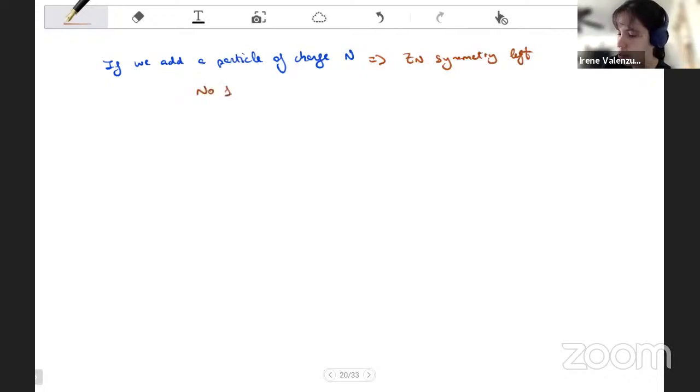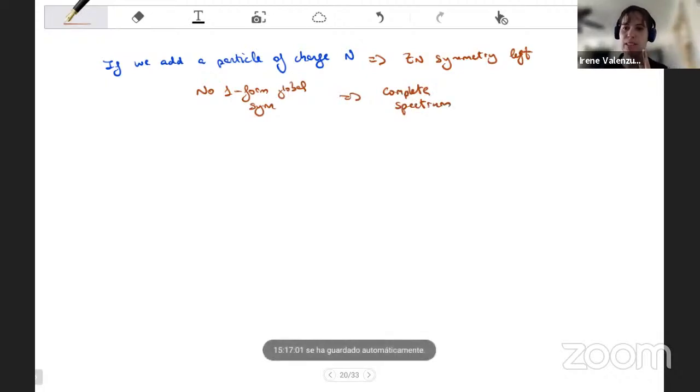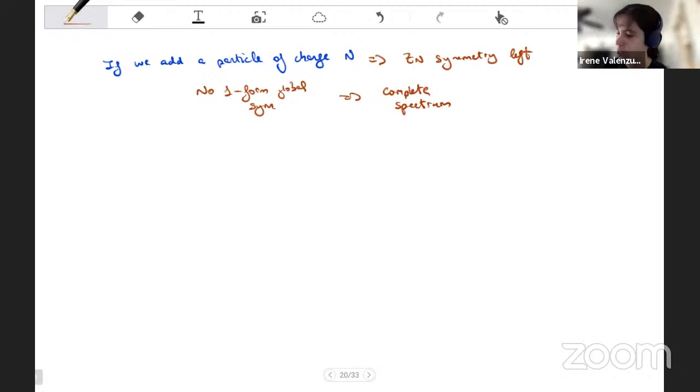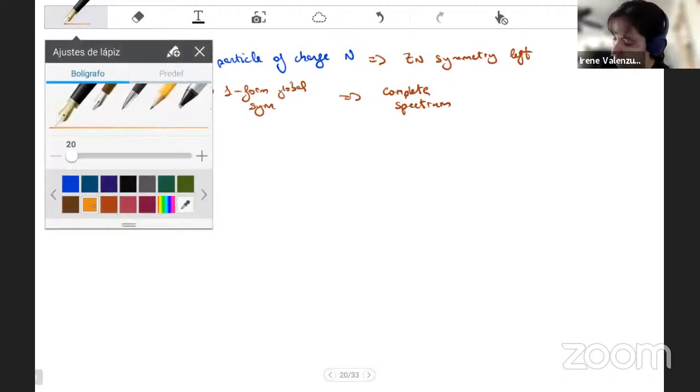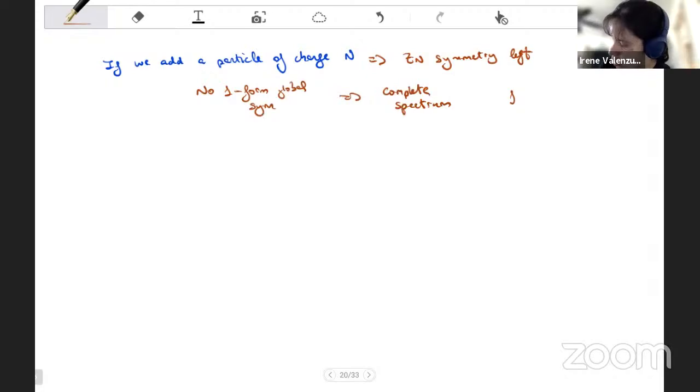So in general, if I want to break all the possible one-form global symmetries that belong to the center of the gauge group, I need to have a complete spectrum. I need to add particles of charge 1 and then be able to generate multi-particle states of all possible charges so that all possible Wilson lines can end. So this is true for continuous gauge groups. Any question about this?